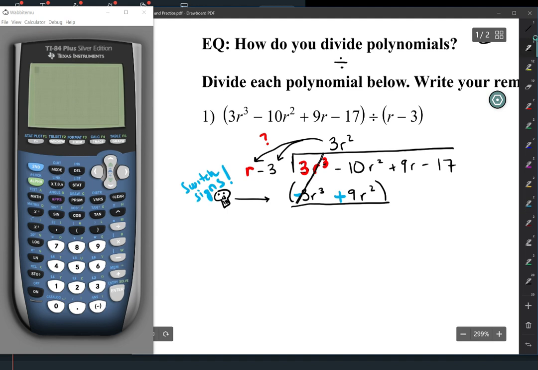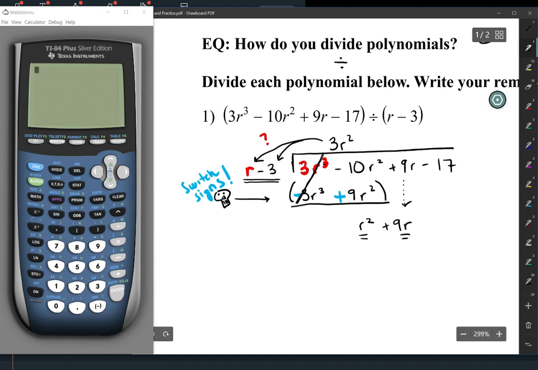When you do that, these should cancel your first term. So 3r to the third are going to cancel. Negative 10r plus 9r is just going to be an r squared. Then we bring down the 9r. You always want to see how we have two terms in what we're dividing by. That means you want to have two terms here as well. And then we just repeat.